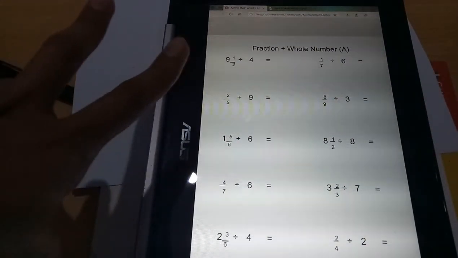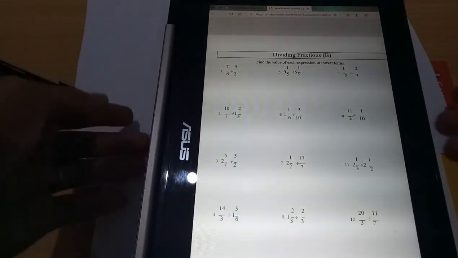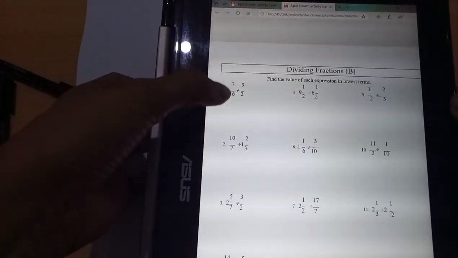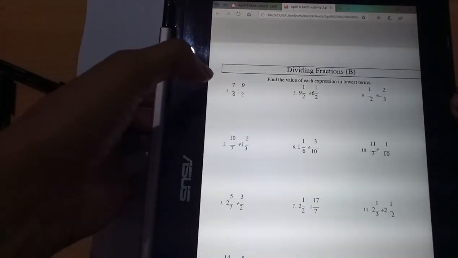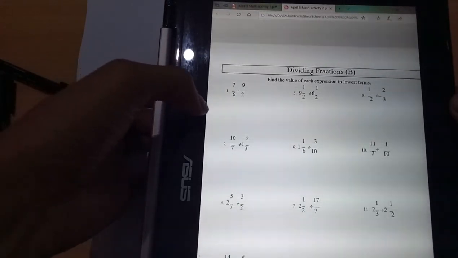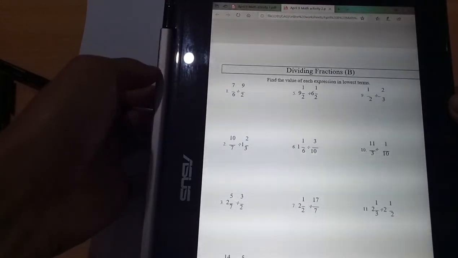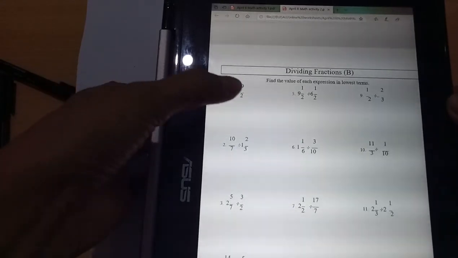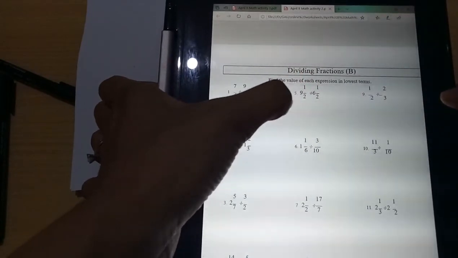Okay, so for activity number 2, it looks like this. So this is your activity 2. You will be dividing fractions, 7 over 6 divided by 9 over 2. So first step, you're just going to flip one of the fractions. Second step, you change the sign to times, and then you multiply the numerators, multiply the denominators, and then check if you need to simplify the answers. That's all. Now you have a mixed fraction here as well.